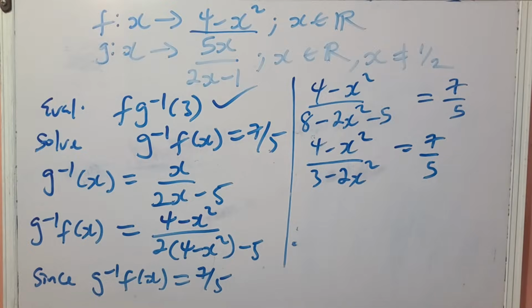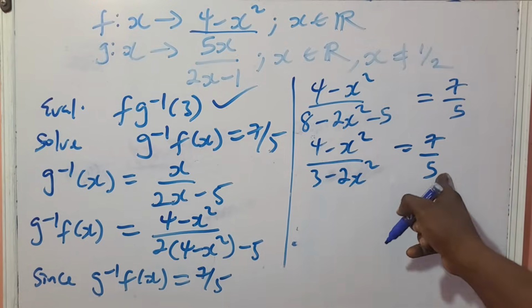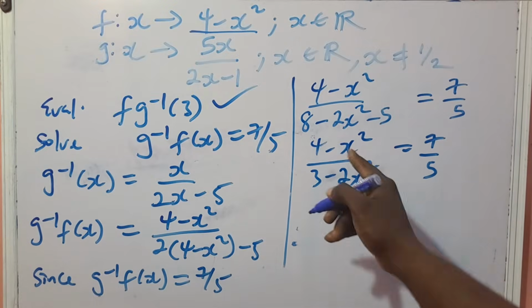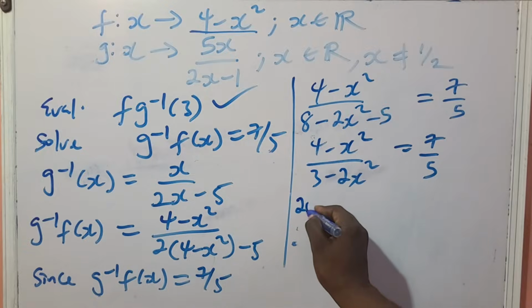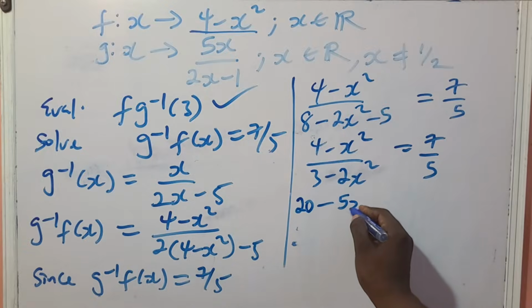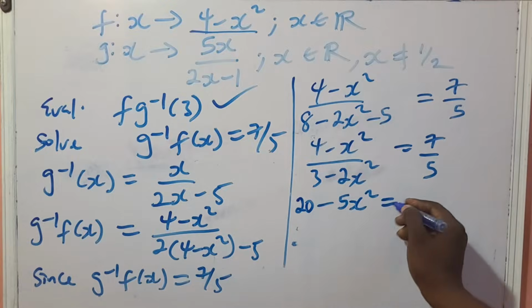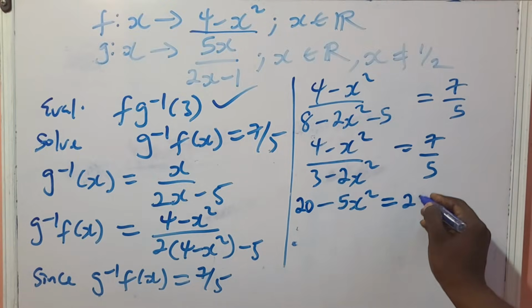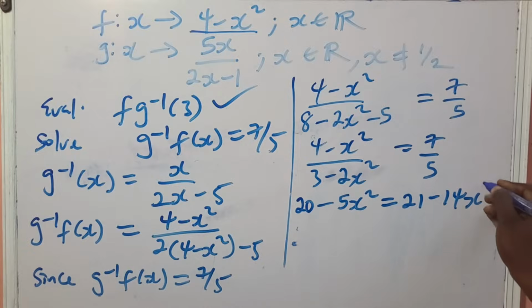7/5. All right. So what you want to do next is to cross multiply, because that's the easiest thing to do here. So you want to do 5 times what you have here. That will be 5 times 4. That will be 20 minus 5x squared. Then you want to say equals to 7 times 3. That's 21 minus 14x squared.